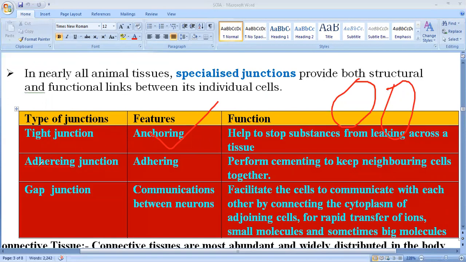The second type of junction is the adhering junction. What is the meaning of adhering junction? In the adhering junction, one cell is attached to the adjacent cell. Adhering means one cell adheres with another cell. That is called the adhering junction.